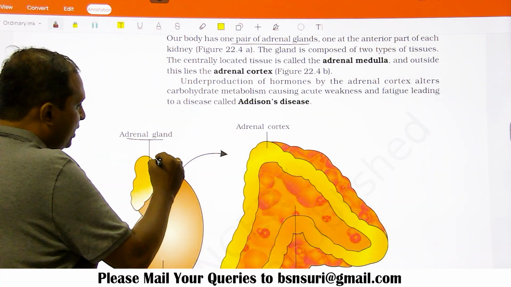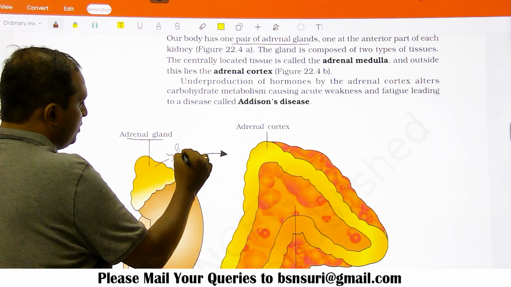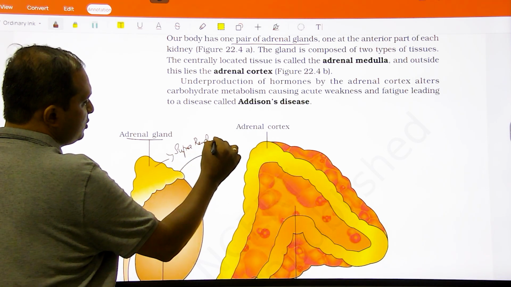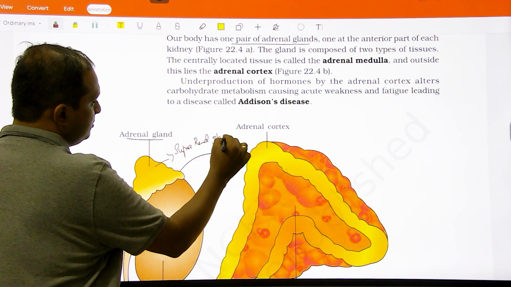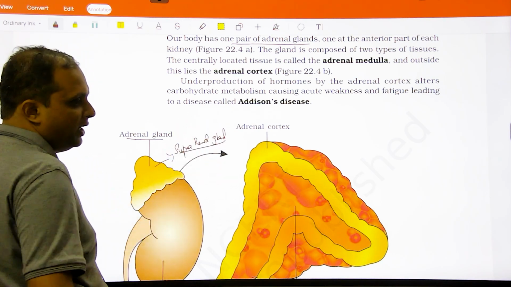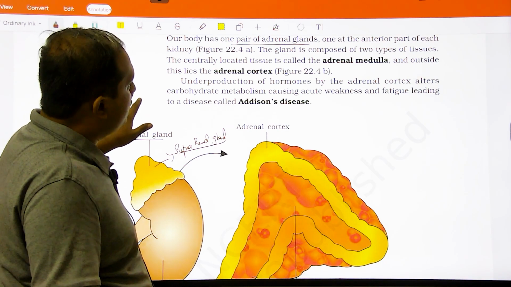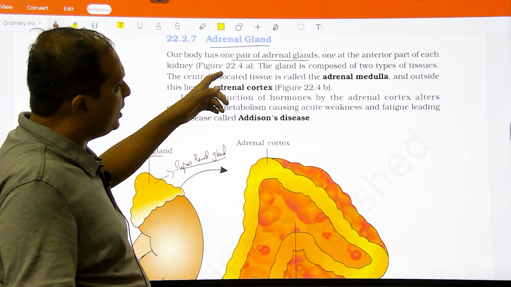Since it is on the top of the kidney, you also call this a suprarenal gland. Supra means top. It is also called the suprarenal gland. Right? So again, as I said, each and every gland has got an anatomy.